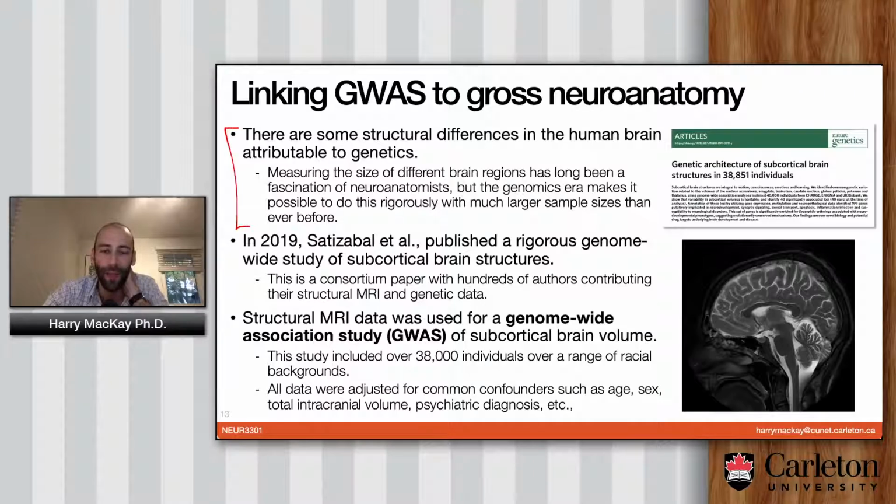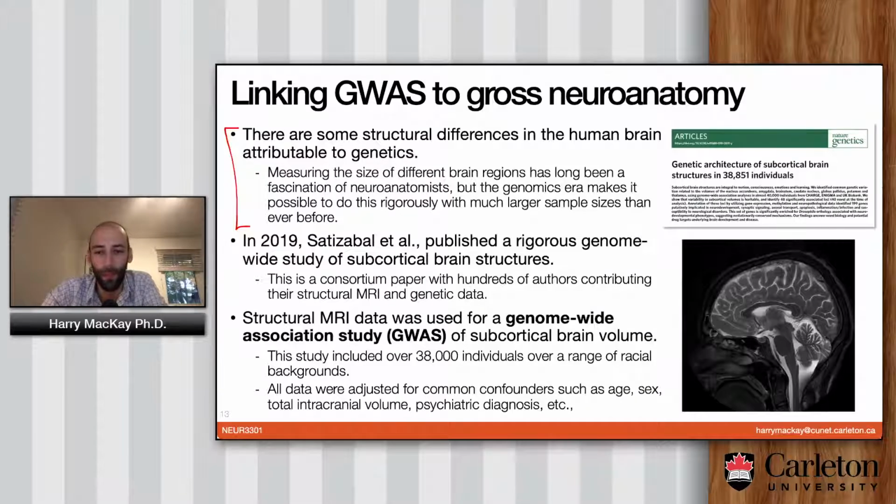Now, it's long been a fascination of neuroscientists or neuroanatomists to just measure the size of different parts of the brain. This, I think, is rooted in the fact that people believe that the brain is what makes you smart, and therefore the bigger your brain, or the bigger a certain part of your brain, maybe the more intelligent you might happen to be. This has been a long-standing fascination, and it's had its successes and its failures, let's just say.